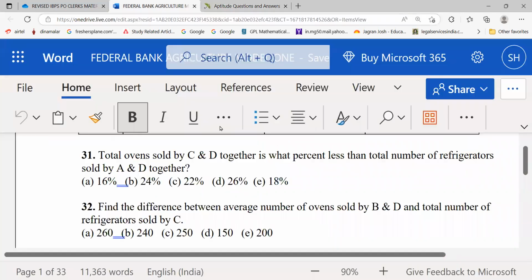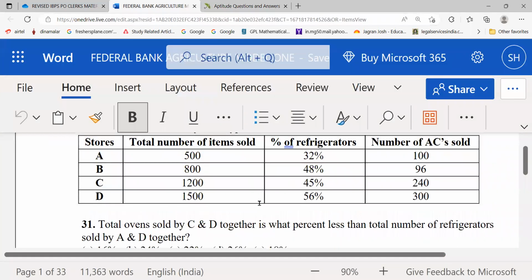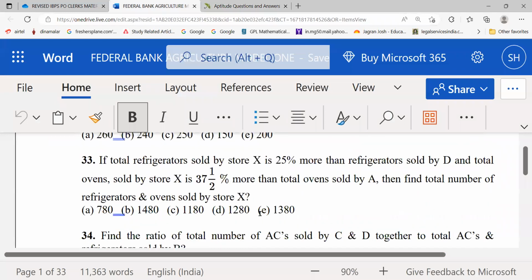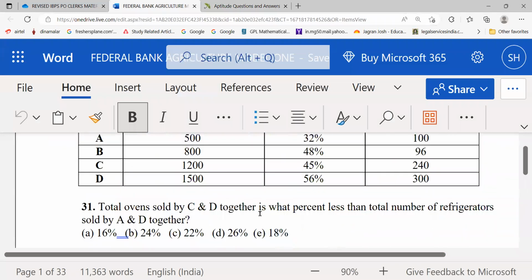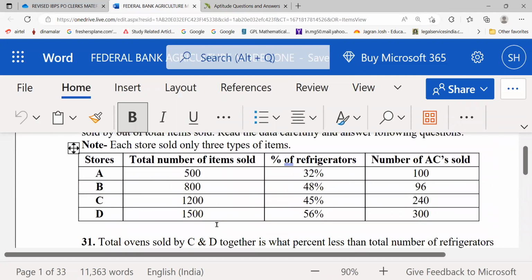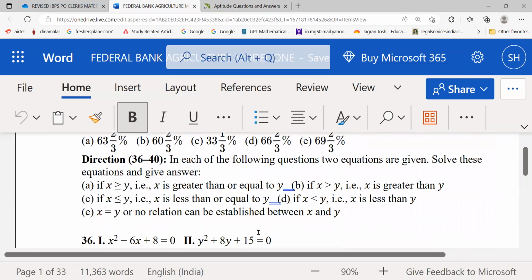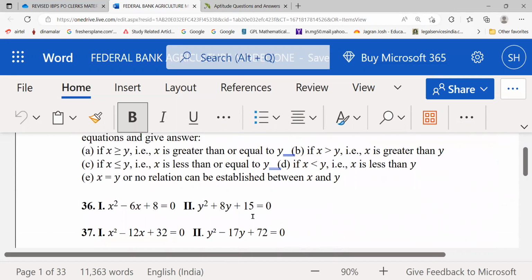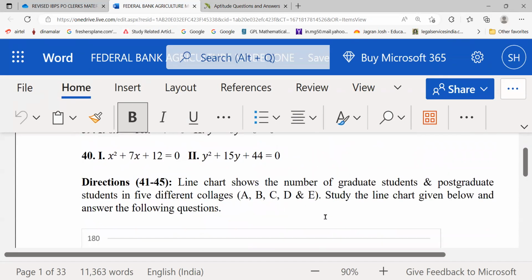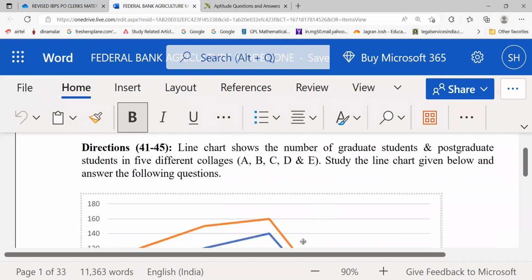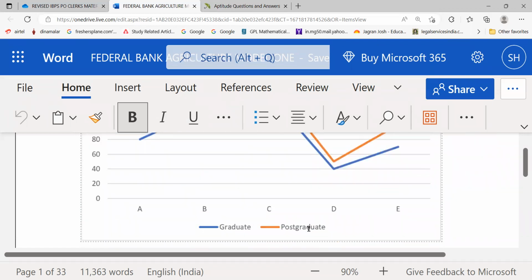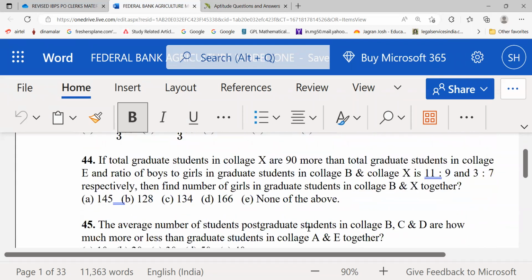Accordingly, I have prepared some model paper. Here, the first 5 questions are based on, what is this? Data interpretation. Then comes, in each of the following questions, 2 equations are given, solve the equations and give answer. This is algebra. Then comes the line chart. This is another data interpretation, line chart.